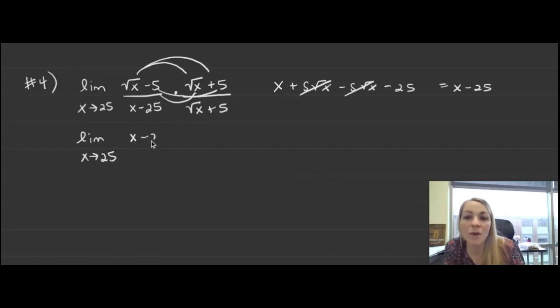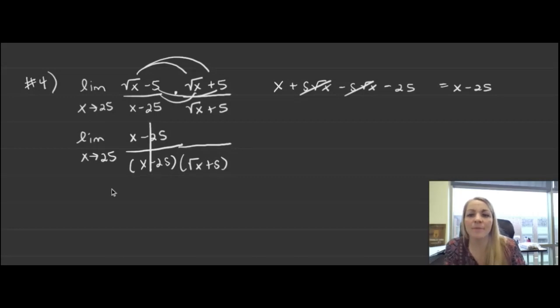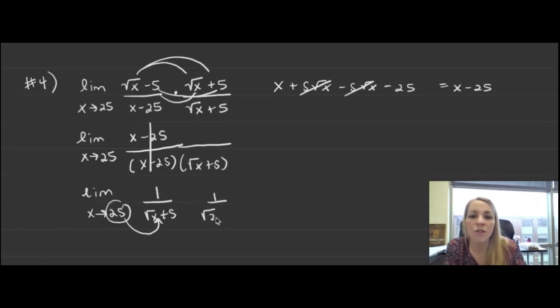So I have x minus 25 on the top. Oh wow, isn't this convenient? If I just leave this in its factored form, I have x minus 25 over square root of x plus 5. This makes a 1. So I have 1 on top over the square root of x plus 5. Now I'm going to stick this 25 in there. So I have 1 over the square root of 25 plus 5, which is 1 over 5 plus 5, which is 1/10.